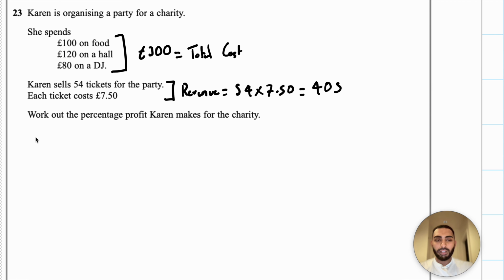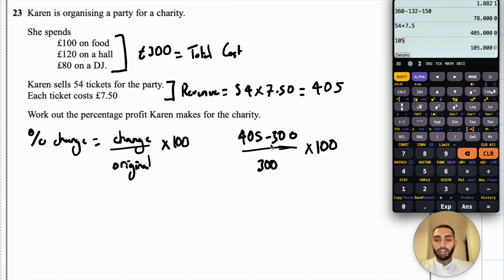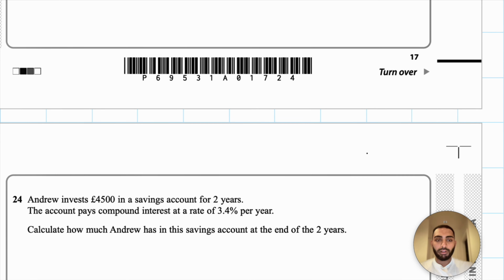To work out percentage profit, this is just asking us what's the percentage change. And to work out percentage change, we find the change divided by the original, and then we multiply that by 100. So here the change, the profit that we're making, is 405 take away 300. That's my numerator, that's my change. My original number, my cost, was 300, and then I need to multiply that by 100. So the top bit simplifies to 105 divided by 300, and if I times that by 100, I get 35%. So the percentage profit is 35%.